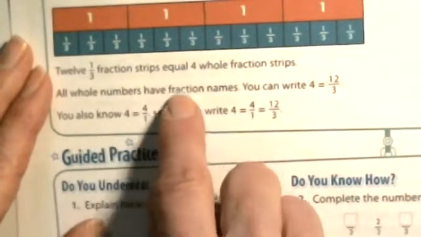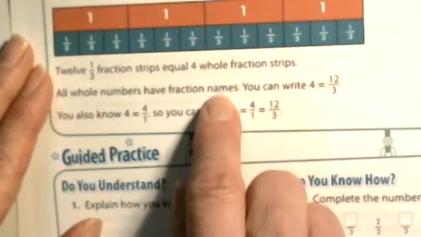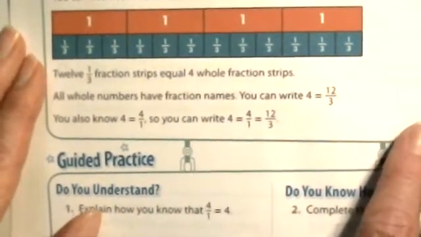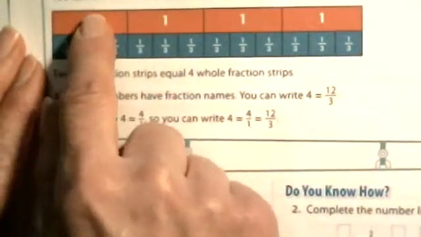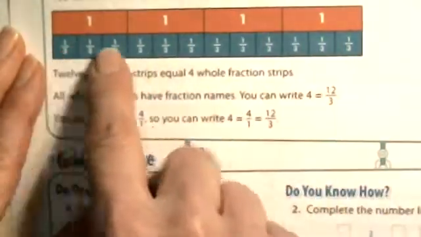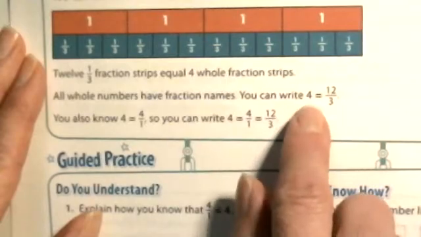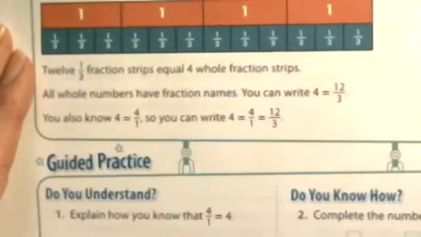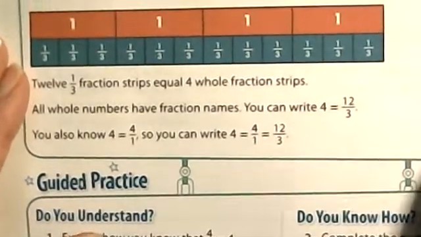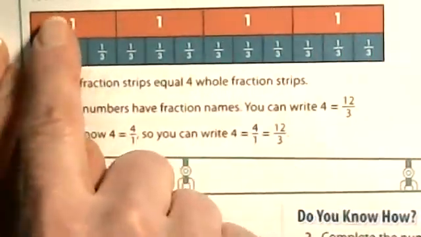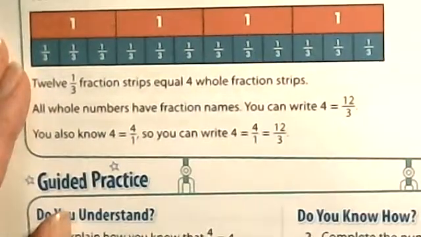All whole numbers have fraction names. So you could name it a whole number or a fraction, just like you might have 2 different names, but you are the same person. So it's the same value if you have 1 whole or 3/3, or 4 wholes and 12/3. You can write 4 equals 12/3. Okay? Again, 3/3 is 1. If you have 12/3, that's 1, 2, 3, 4.